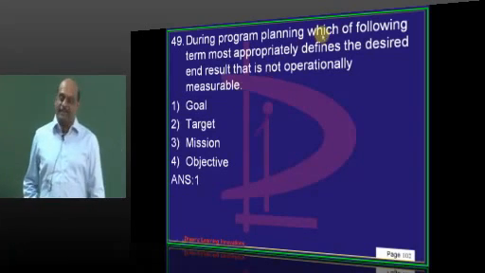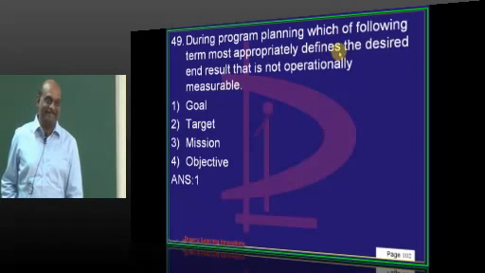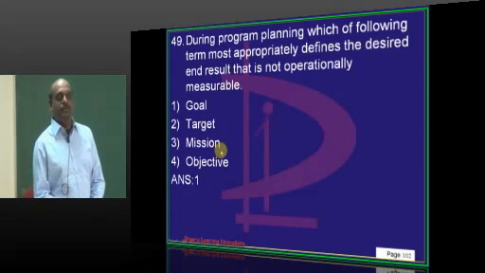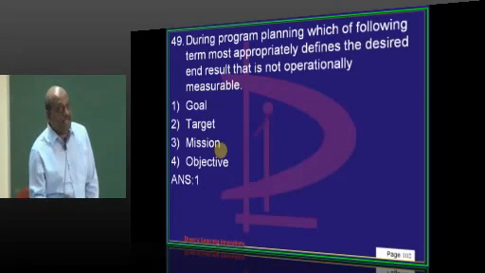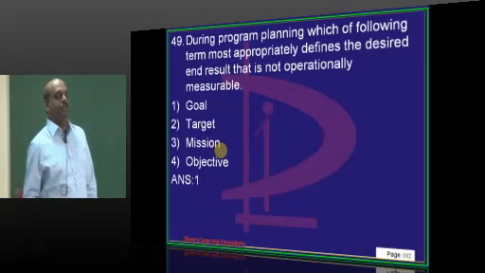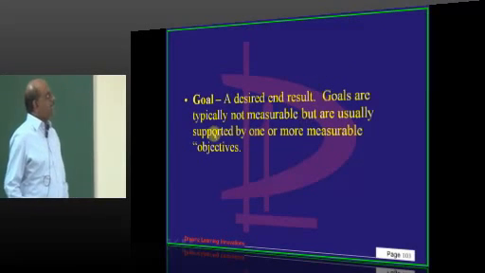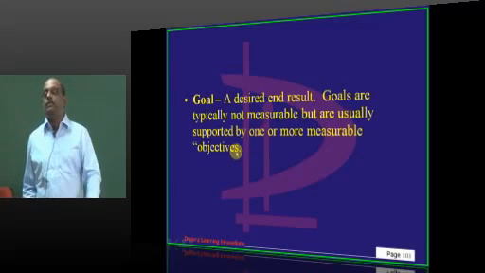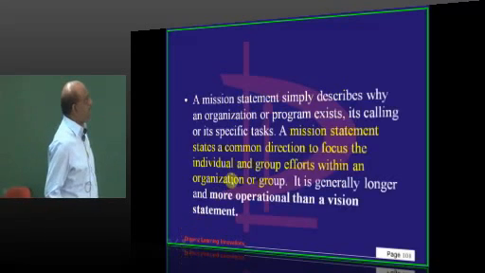So what is a goal, doctors? To become prime minister is the goal. What is the target? First, to win the election locally. What you can measure is not a goal, unmeasurable is goal, right? So goal is a desired end result which is not measurable. Objective is the one which is measurable, which is the fundamental difference you need to appreciate, doctor.